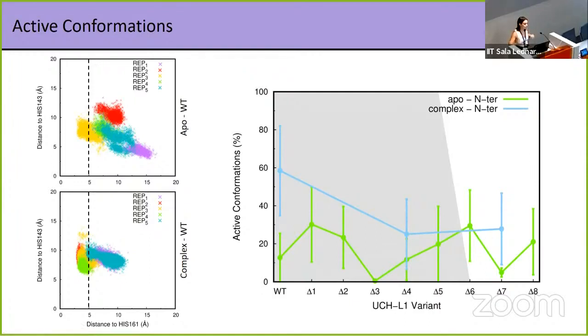In this case, we will probably need more replicates to actually be able to tell if this tendency is real or just an artifact. And we will probably also need to build the other truncated versions for the complex version of our protein.